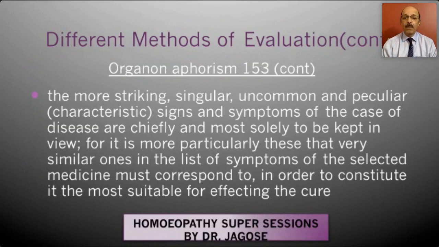For it is more particularly these that the very similar ones in the list of symptoms of the selected medicine must correspond to. So what are we doing? We are corresponding the characteristic symptoms of the disease to the characteristic symptoms of the indicated remedy according to the totality of symptoms, by using the law of similarity, in order to constitute the most suitable way for effecting the cure. So if you do it by this method, then naturally it will be the most suitable way of curing the disease.